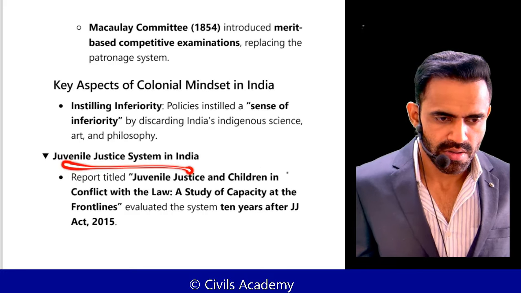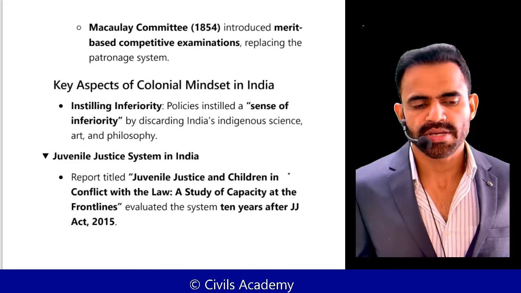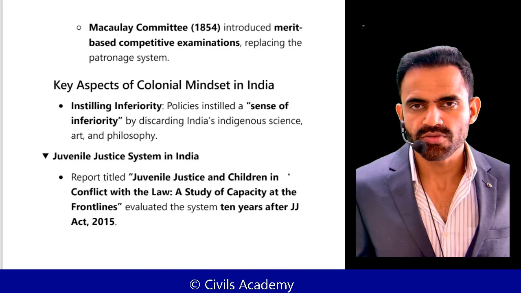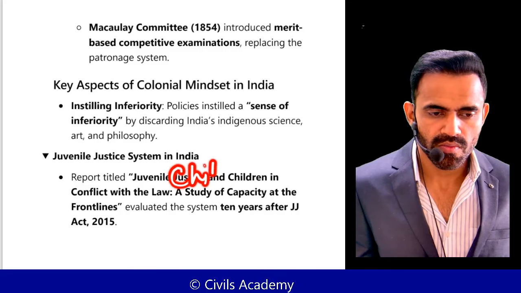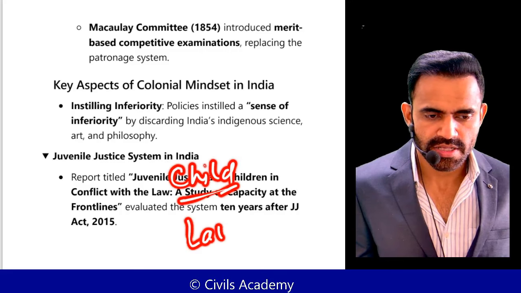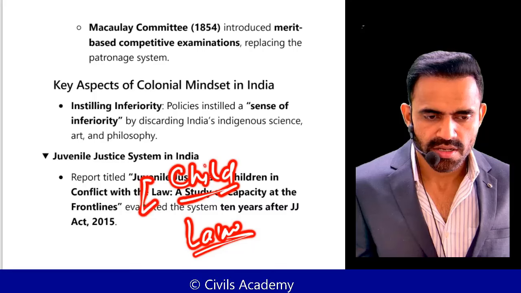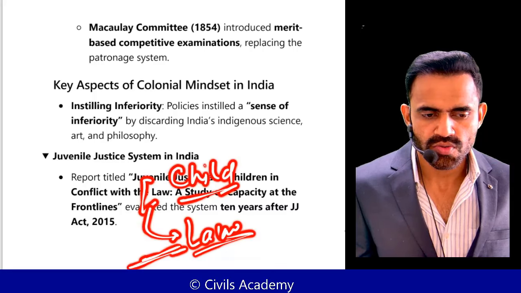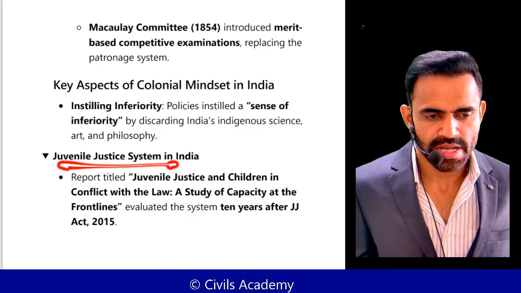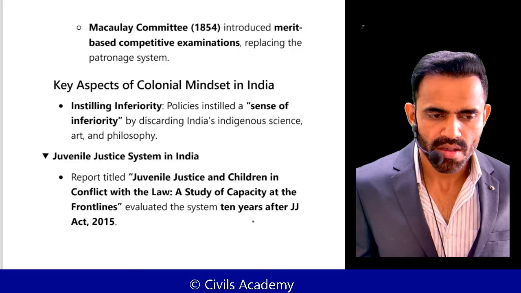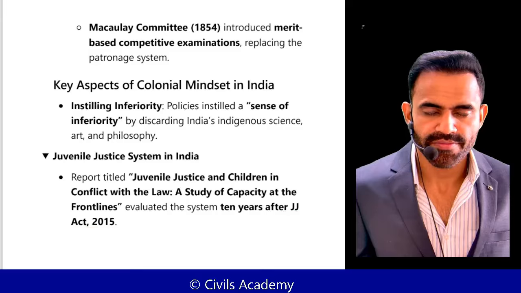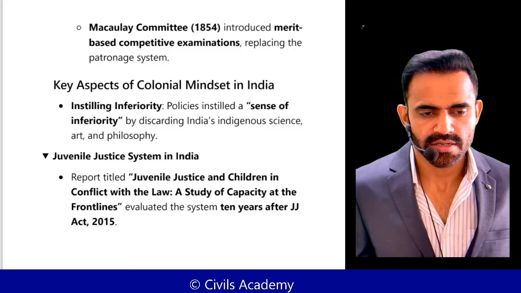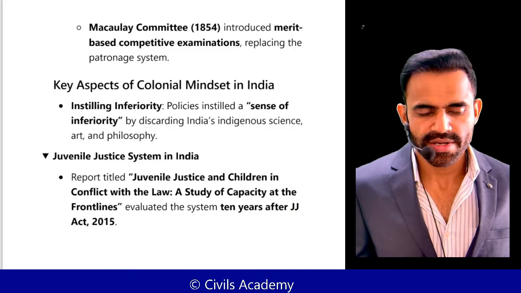Okay, next is related to the juvenile justice system in India. Juveniles are basically those children who are in conflict with the law. In a very simple sense, how we are going to deal with the child who has committed a crime. For that, we have the juvenile justice system. The Juvenile Justice Act was enacted in 2015, and subsequently 10 years are over. So what has been its performance?